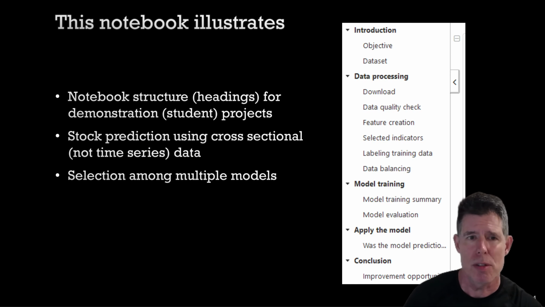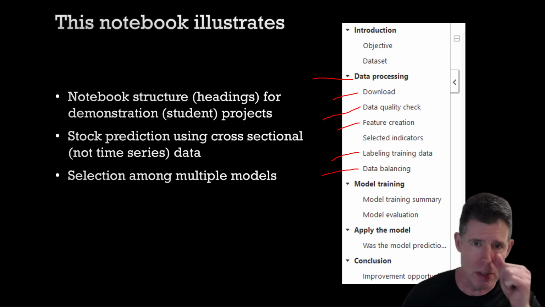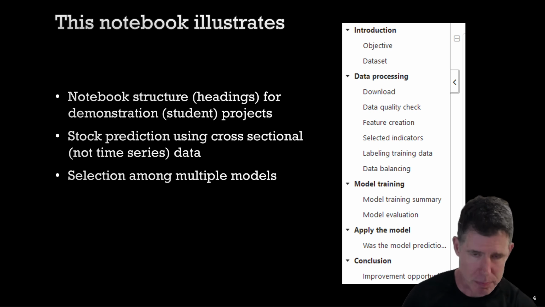The idea of this notebook is to illustrate the kind of notebook that students should structure their notebooks. And that is, there should be some introduction to the notebook showing an objective and some data set. Additionally, at some point, there should be a section on data processing where you download the data, check for the quality of the data, create some features, perhaps label the data, and if necessary, do some data balancing.